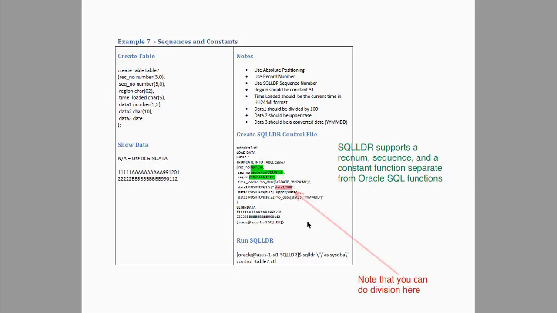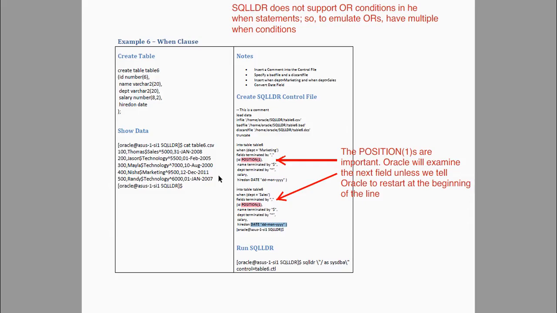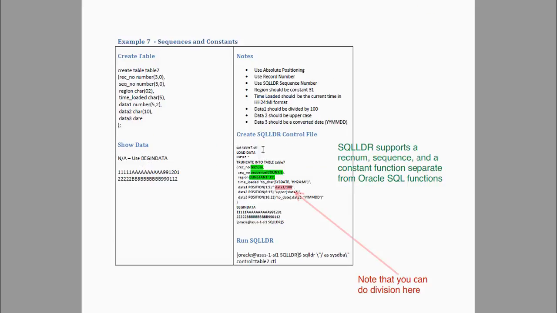This is example 7. In example 7, I just wanted to show a few things. One is that we don't have to have an infile. In the previous case, the infile was a specific file. Here I say infile is star, which means that there's going to be a begin data section, and here's where the data actually resides.